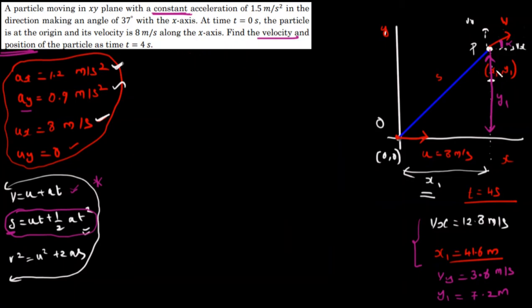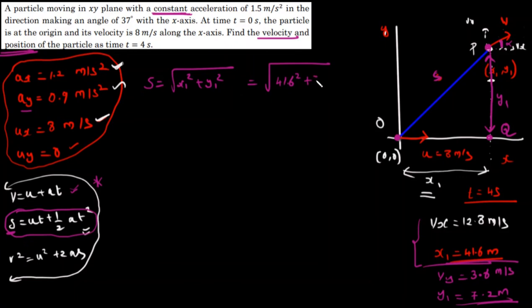So now the final state we reached, right? So this is our final point. So we got that x1 was 41.6 and y1 was 7.2. So what will be my displacement s? Simply from this triangle OPQ, if I take this as Q, I can write s is equal to root of x1 square plus y1 square, which is equal to root of 41.6 square plus 7.2 square. So just solve this, you will be getting it as 42.21.